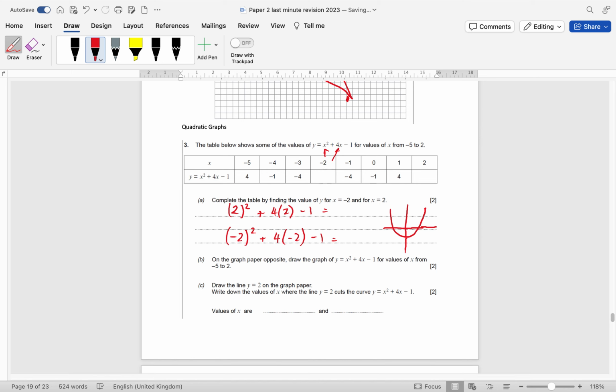So you should get a nice U-shaped curve if you get one of these, okay? Might get a part C. Draw the line y equals 2, right? And you'll see that that line cuts through your curve twice, and we want to know what the x values are for those. So what's that x value there, and what's that x value there, okay?